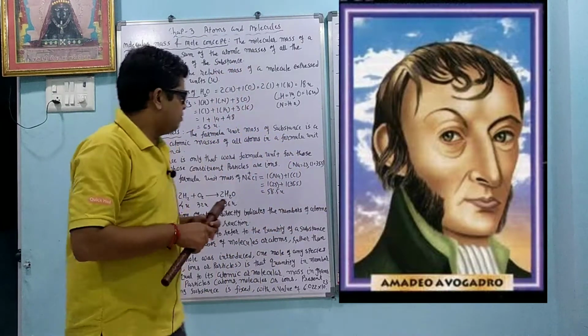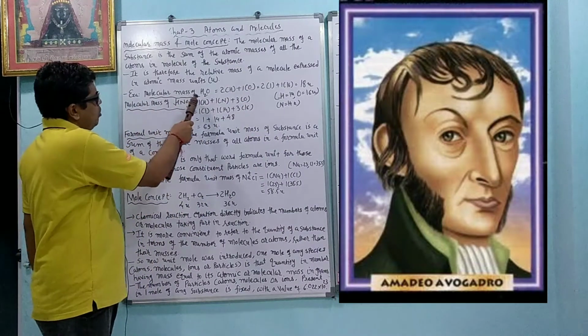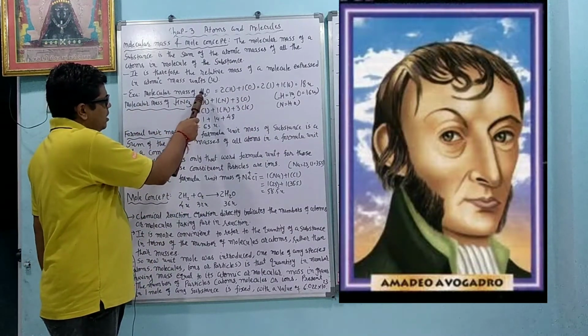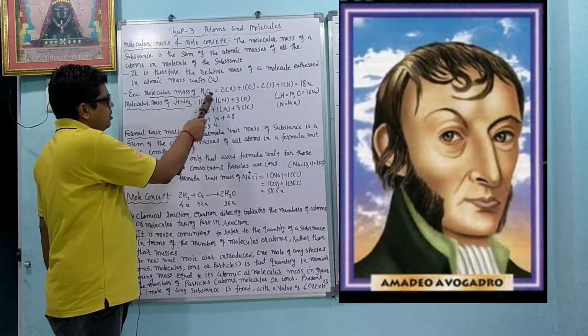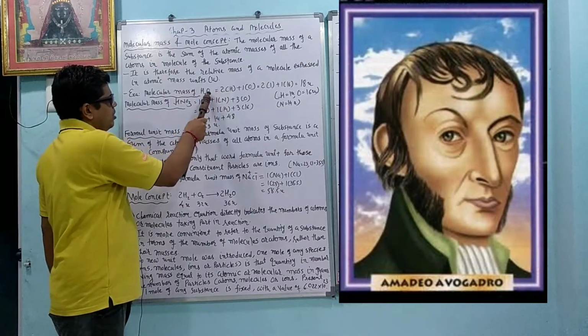We will take one example, then you will understand. Example: molecular mass of H2O. In that, how to write the molecular mass of H2O and how to find how many atoms of hydrogen are there? 2 hydrogen, plus how many atoms of oxygen are there?